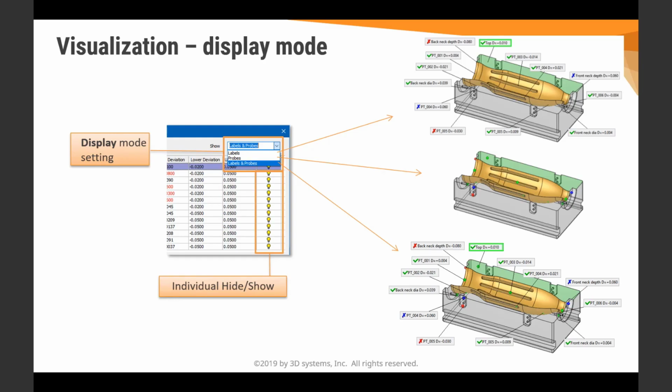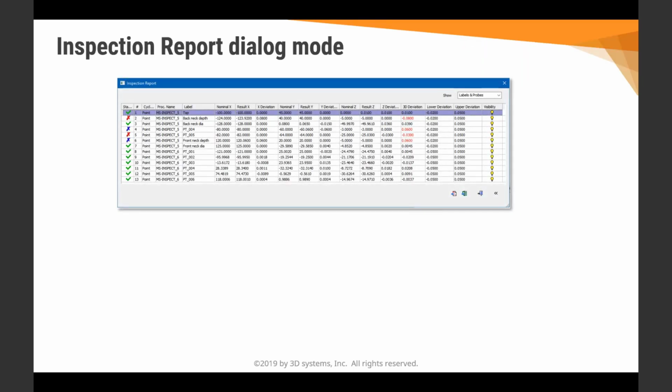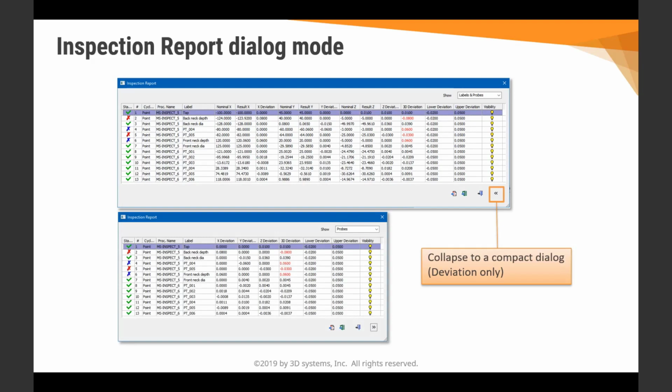And of course, the rightmost column in the dialog shows an individual height for every one of the measured points. The dialog itself can appear in two modes. We have this double arrow on the lower right of the dialog. If we click on it, then the dialog collapses to a compact mode, which only shows the deviation values, and you can restore the full mode by again clicking on the same double arrow button.